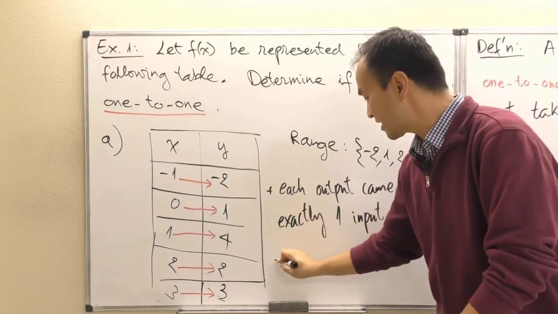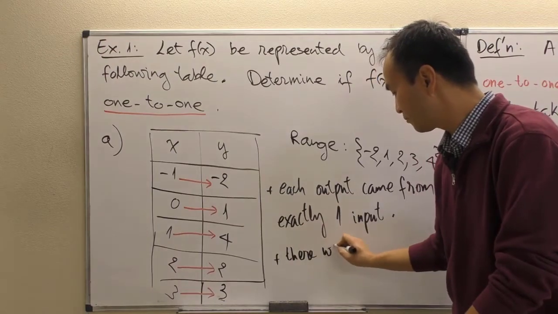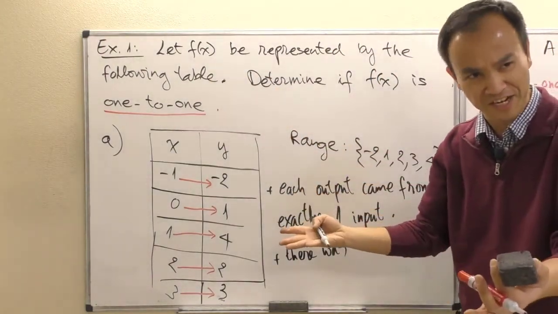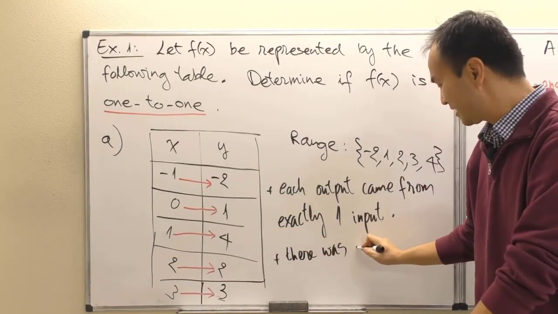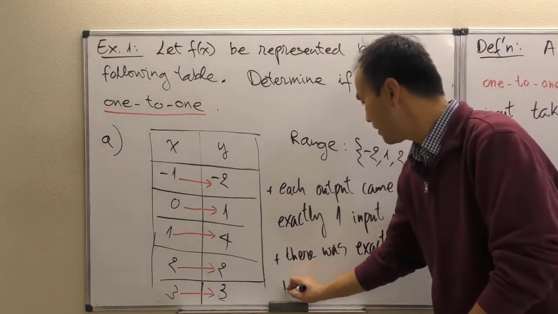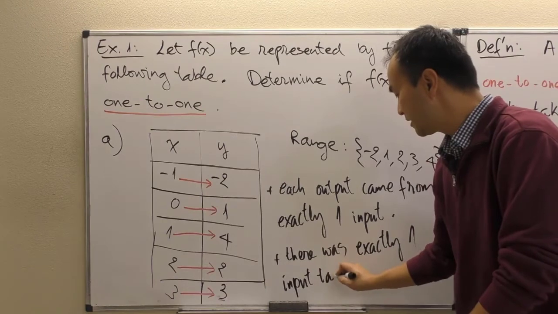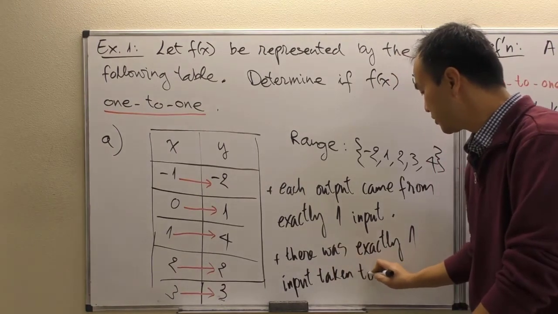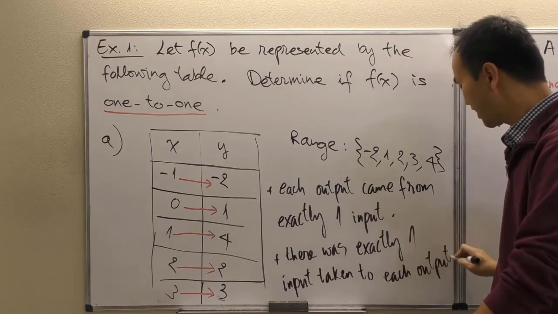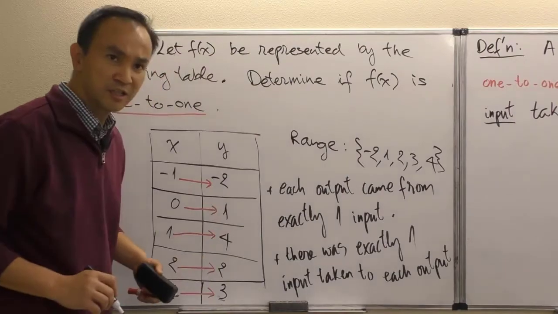Or somebody else can say, because we have to take some inputs to an output, allow me to use a lot of past tense here, there was exactly one input taken to each output. Okay, I'm just pointing out a few different ways how you can state your overall observation here.